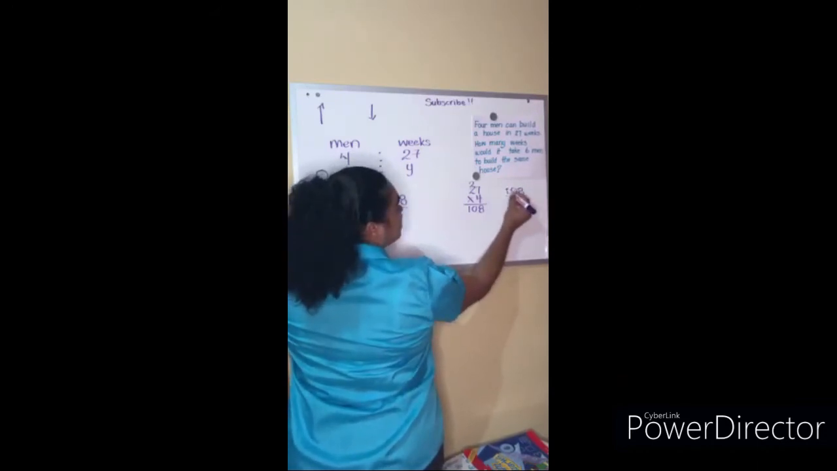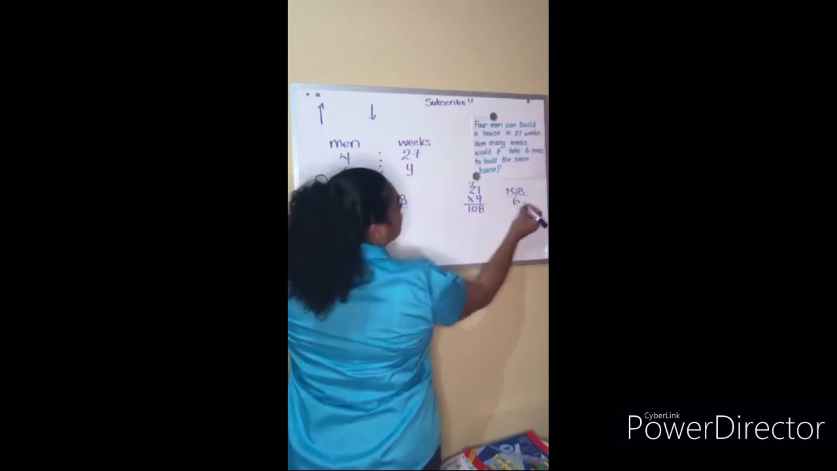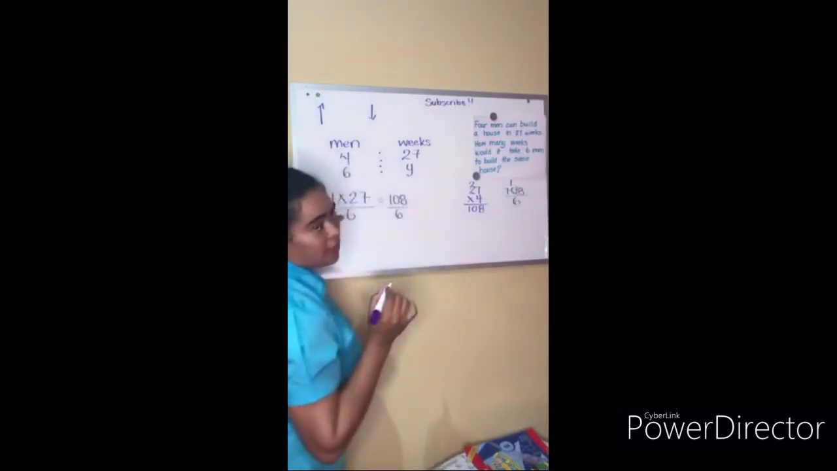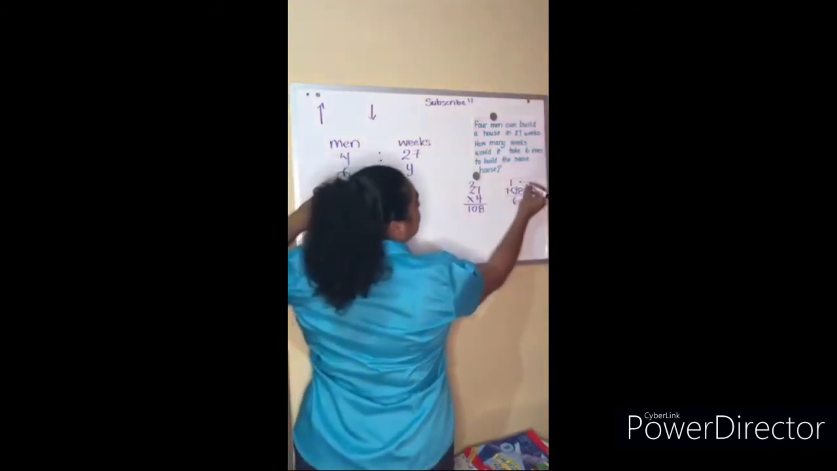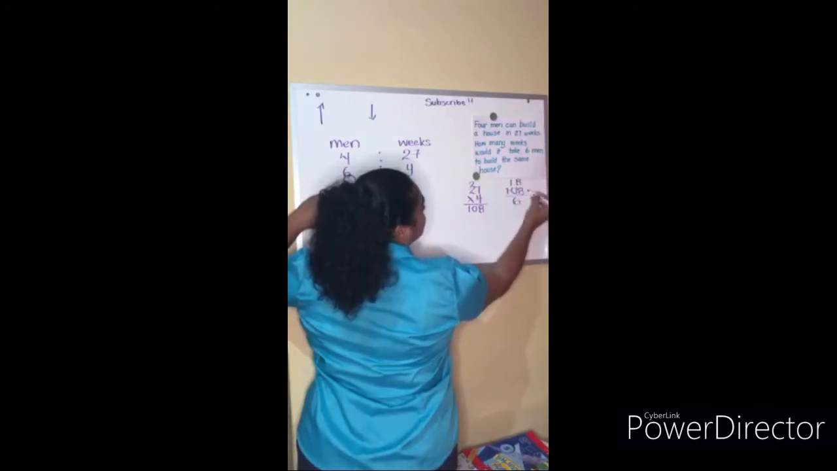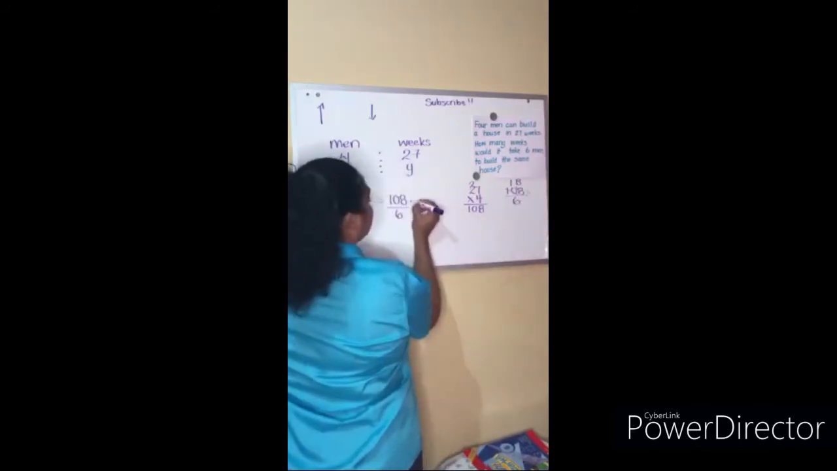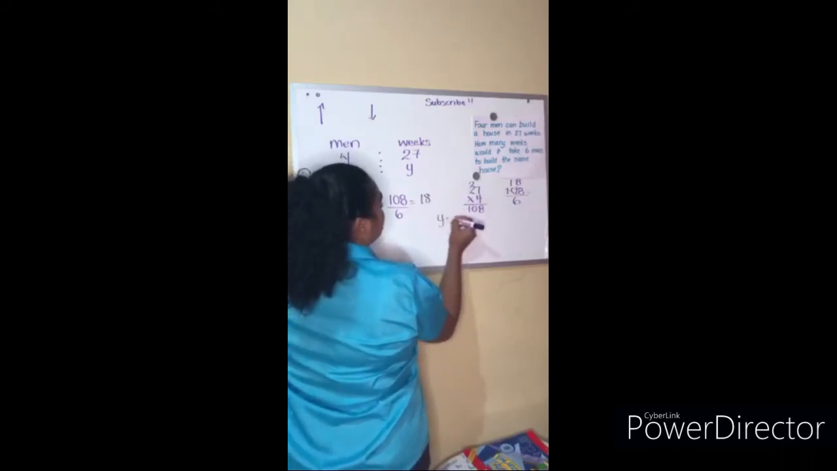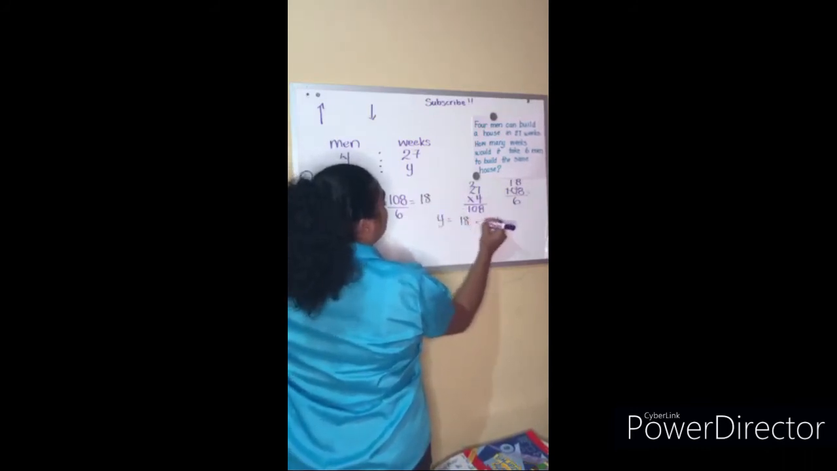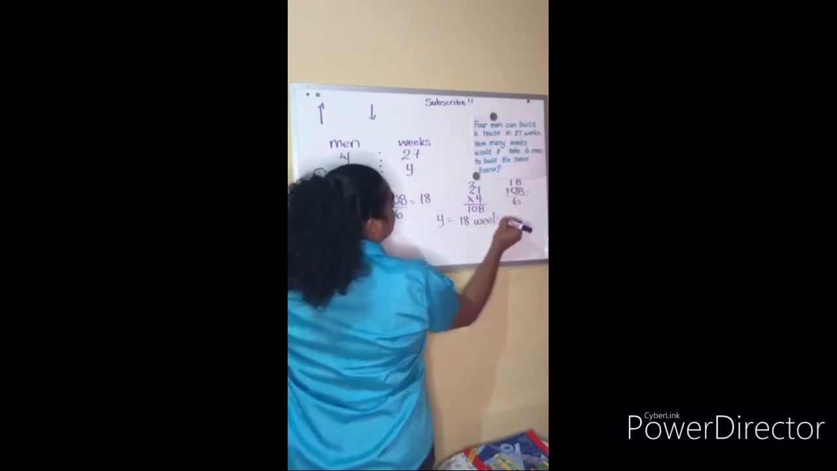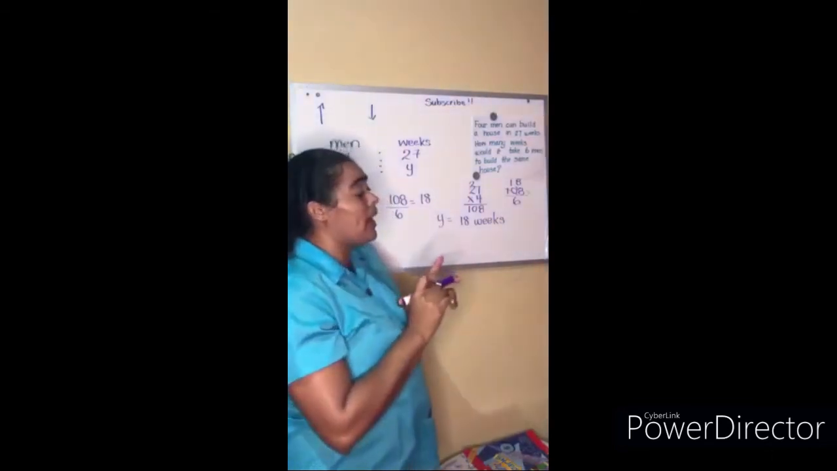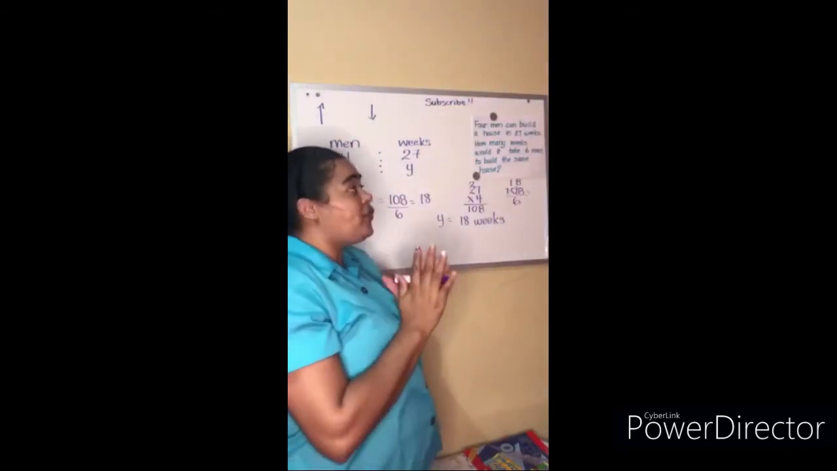So let's divide that by 6. 6 can go into 1? No, it cannot, right? But it can go into 10. It goes into 10 one time with 4 remainder. So 6 into 48 will go 8 times. So now, Y is equal to 18 weeks.